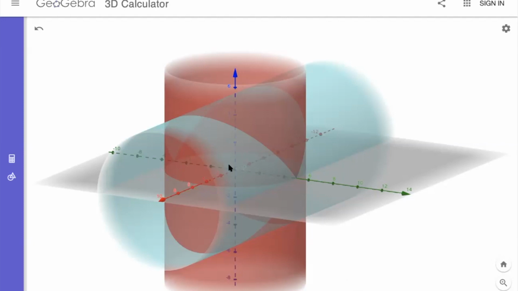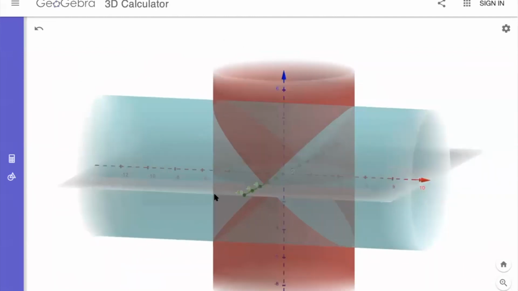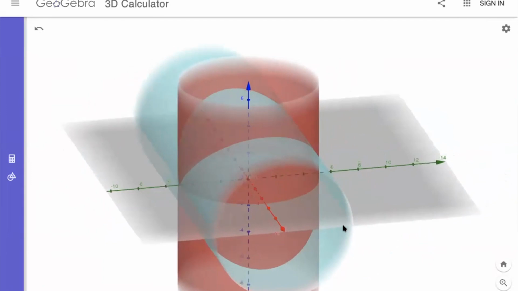So this is your z-axis, this is your x-axis, and this is your y-axis. The red part is x squared plus y squared equals r squared, and the blue one is y squared plus z squared equals r squared. What you need to compute is their intersection part. So it's this part, the intersection. I'm going to rotate it a bit to show you what it actually looks like.